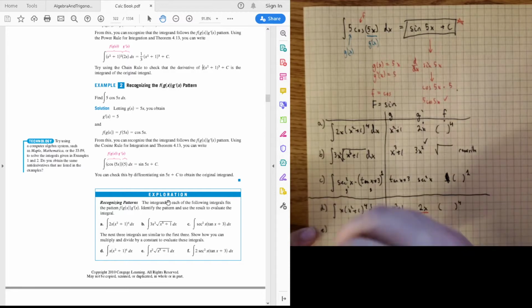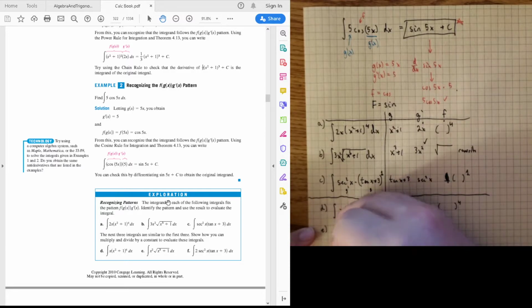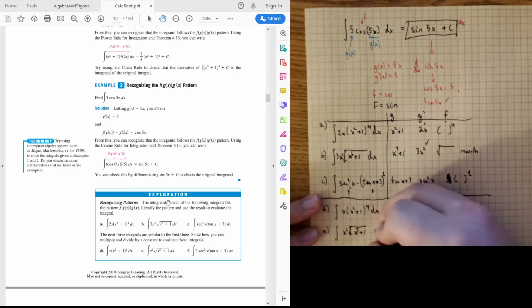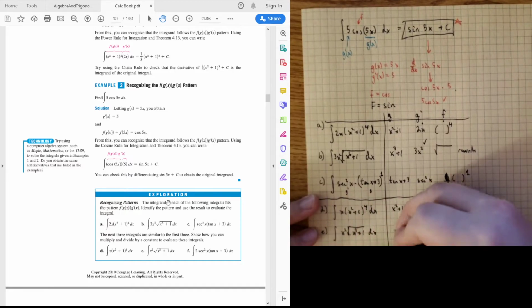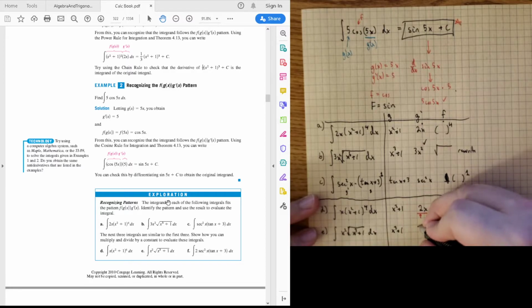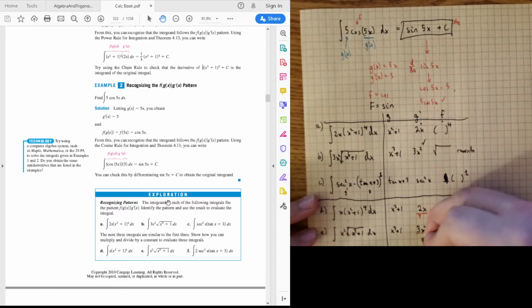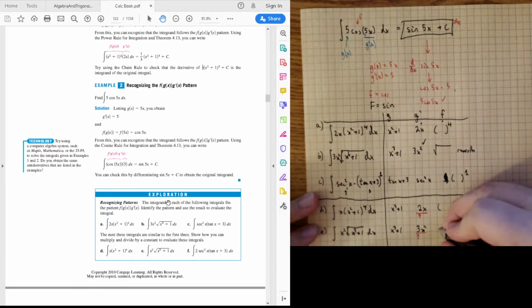E, same problem. We have x squared times the square root of x cubed plus 1 dx. We do x cubed plus 1 as our g. We have 3x squared, which is a problem, but the only problem is the constant. So that's really not that big an issue. And then the square root is the other part of it.